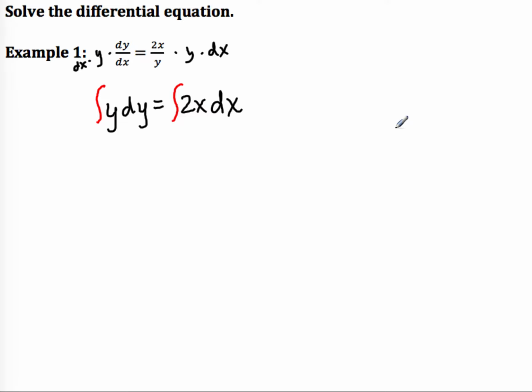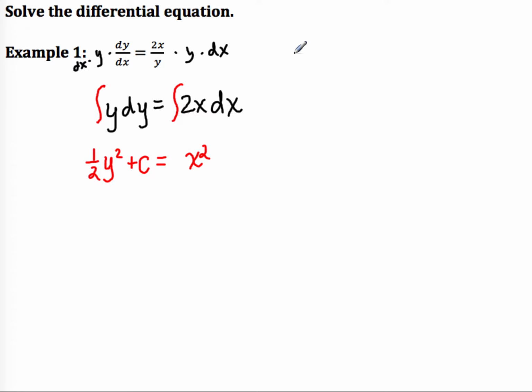And now the integral of y with respect to y is just add 1 to the power, divide by the new power. And we would have plus a constant here. And then on this side, we would add 1 to the power, divide by the new power, which would give us just x squared. And we'd also have plus a constant, but we already have a constant here, so we don't need to write it twice.